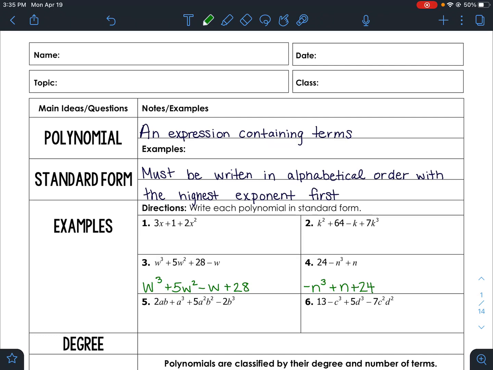Everybody. This week we only have one video, and that is going to be the polynomials. We're going to classify them, and then we're going to add and subtract them. So let's jump in. A polynomial is an expression containing terms.